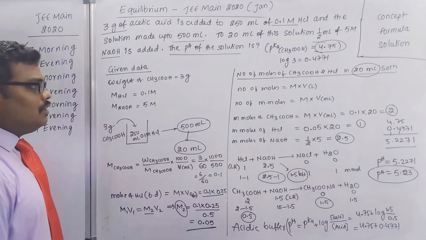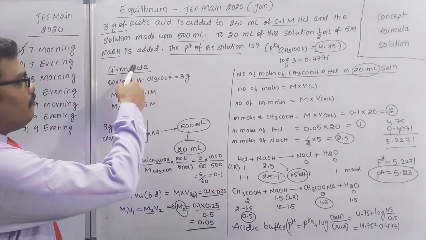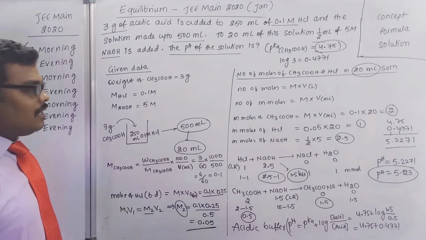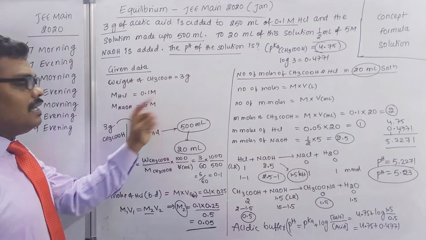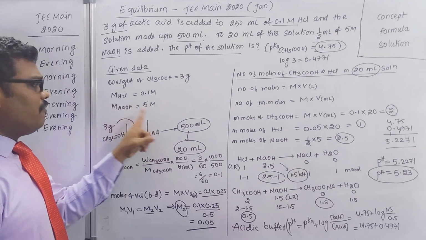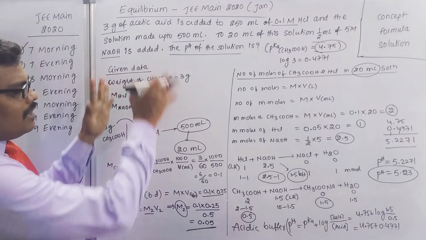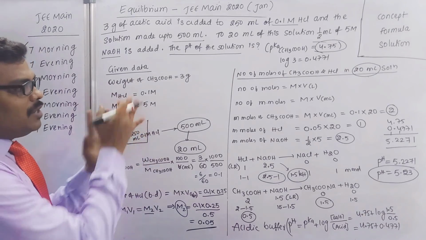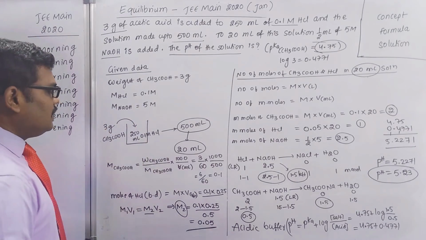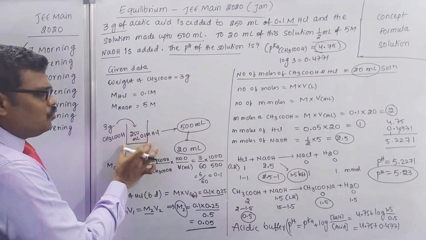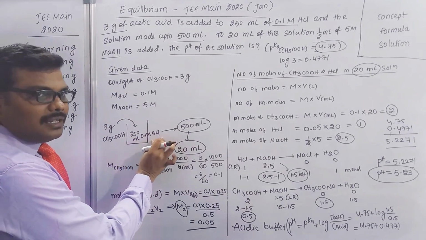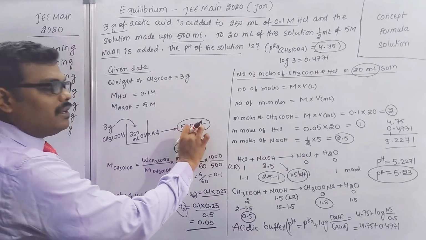Once again I will tell you, first we have to write the given data. Given data: weight of acetic acid is given, molarity of HCl is given, and molarity of NaOH. So for this question there is no suitable concept. From the question only we have to solve it. See, according to this question, 3 grams of acetic acid is added to 250 ml of 0.1 molar HCl, and this volume is made to 500 ml.